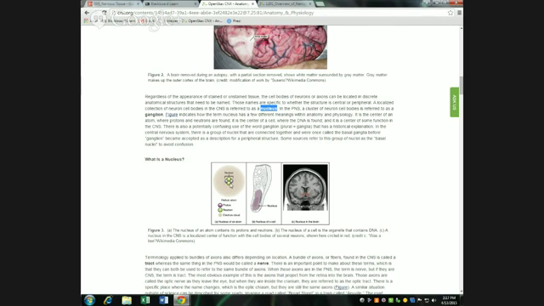The nucleus of an atom has protons and neutrons. The nucleus of a cell has DNA. And the nucleus in the brain or spinal cord is a cluster of cells. Okay.